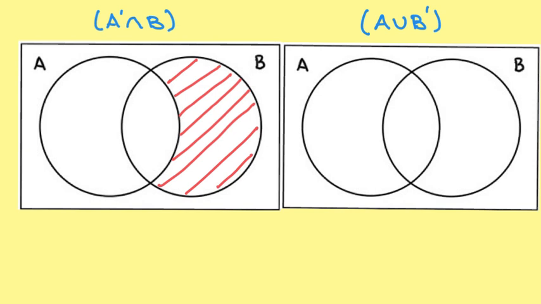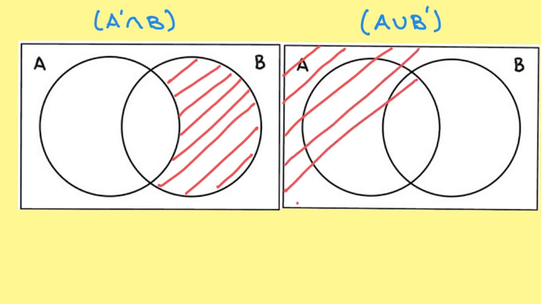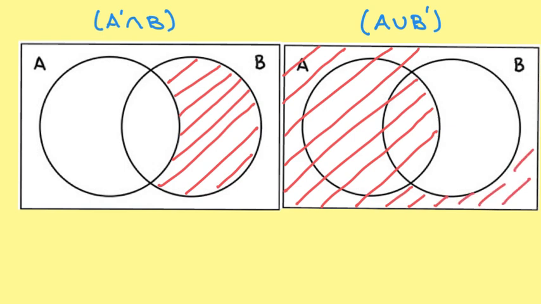In the second diagram, we want A union not B. That stands for everybody who likes apples or doesn't like bananas. And this is everybody here. They all like apples or don't like bananas. So all the way round the outside. And that's it. The only bit left is those few left who only like bananas.